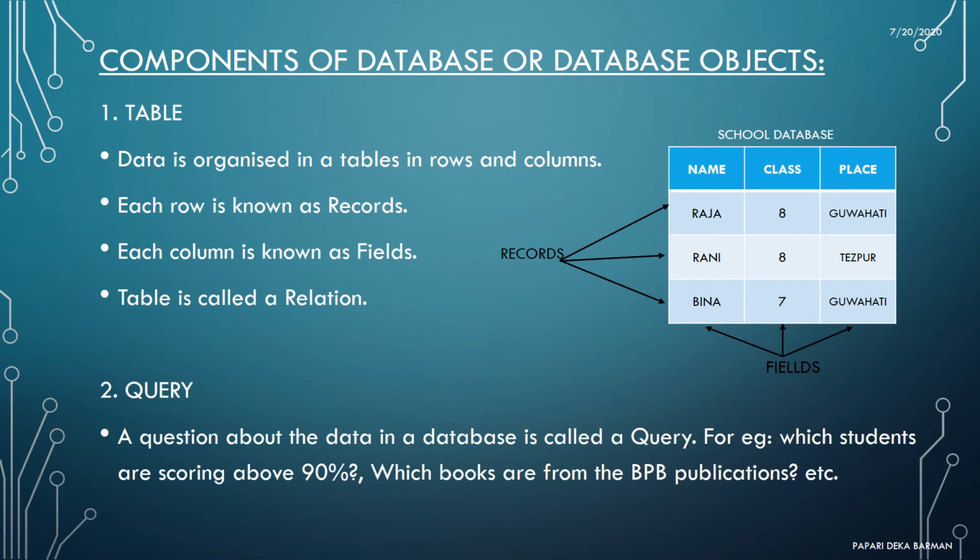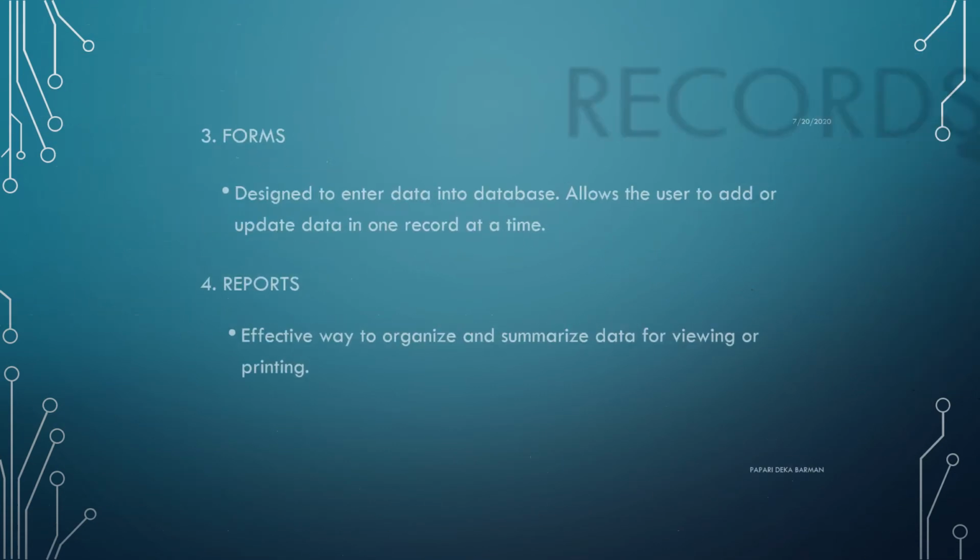Next one is your query. A question about the data in a database is called a query. For example, which students are scoring above 90%? Which books are from the BPP publications, etc. So a query is used to extract the desired information from a table or multiple tables. The result of a query consists of records or fields that satisfy the conditions of the query.